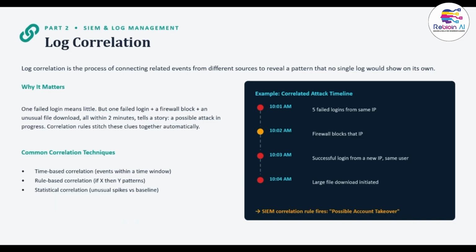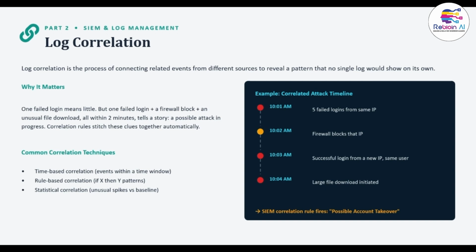Now we get one of the most powerful and most conceptually important ideas in this entire session, that is log correlation. Log correlation is the process of connecting related events from different sources to reveal a pattern that no single log would show on its own. Now, why does this matter so much? Think about it. Let's say one single failed login attempt by itself means almost nothing. People mistype their passwords all the time.